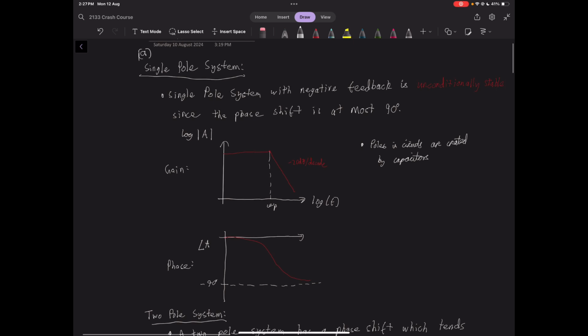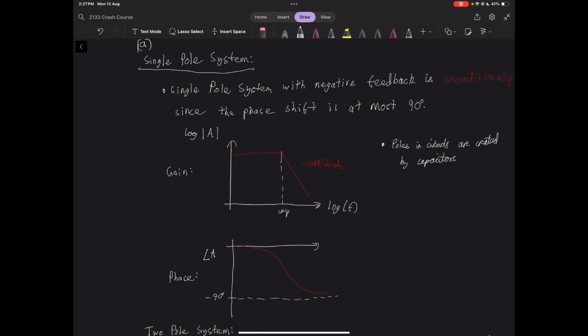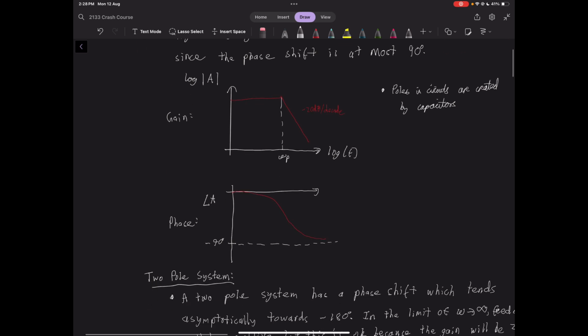So essentially, a single pole system means a maximum of 1 capacitor. And hopefully you remember from 2134 that because a capacitor is 1 over j omega C, and multiplying by j or negative j is at most a 90 degrees phase shift, that means with only one capacitor, only one pole, the worst phase shift we can get is negative 90 degrees.